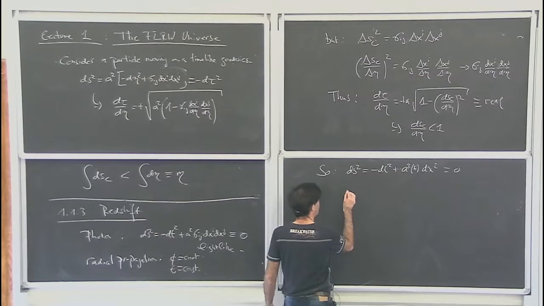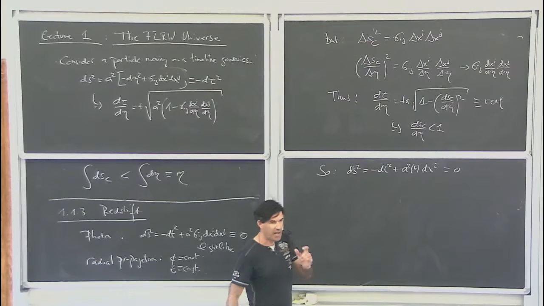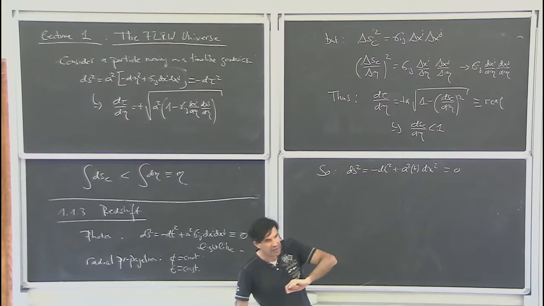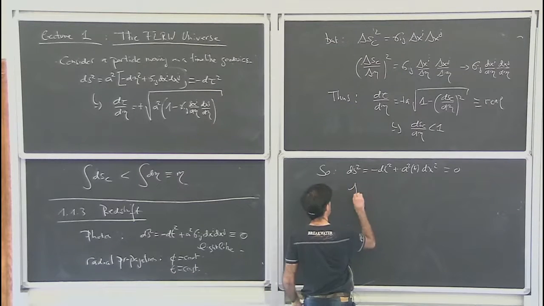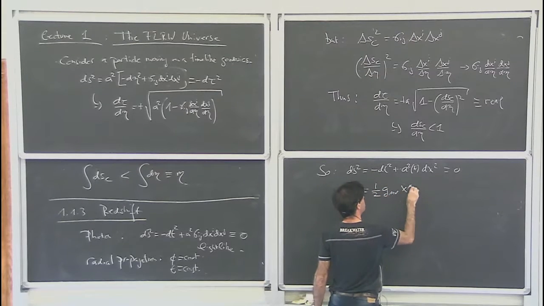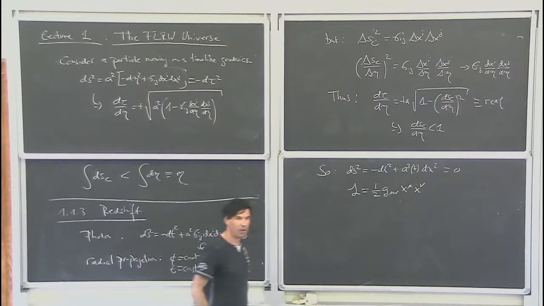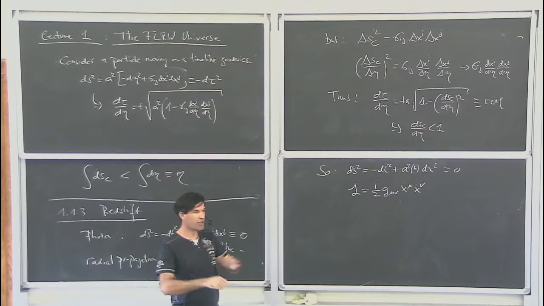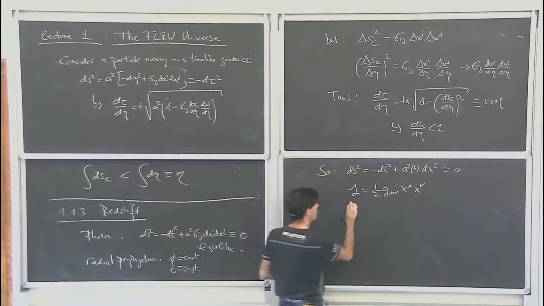And so the way you can do that, in principle, what you define as the action is an integral of ds, which has the square root of minus the line element. You have the square root of the line element, but you can get rid of the square root and define simply a Lagrangian that will give you the right Euler-Lagrange equation of motion. So that's the Lagrangian you can use.